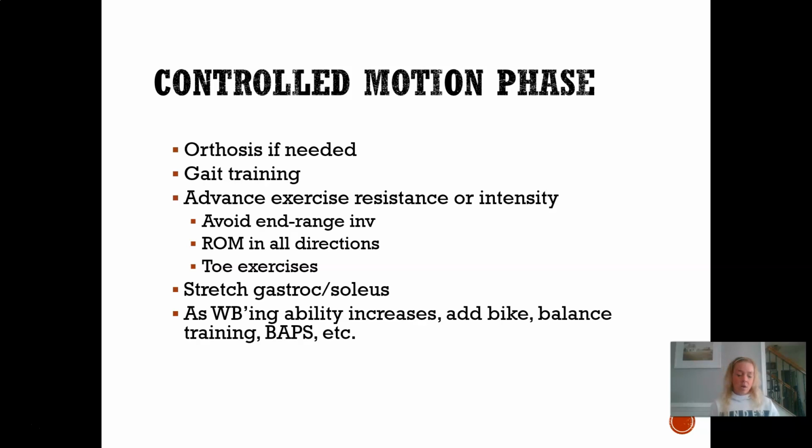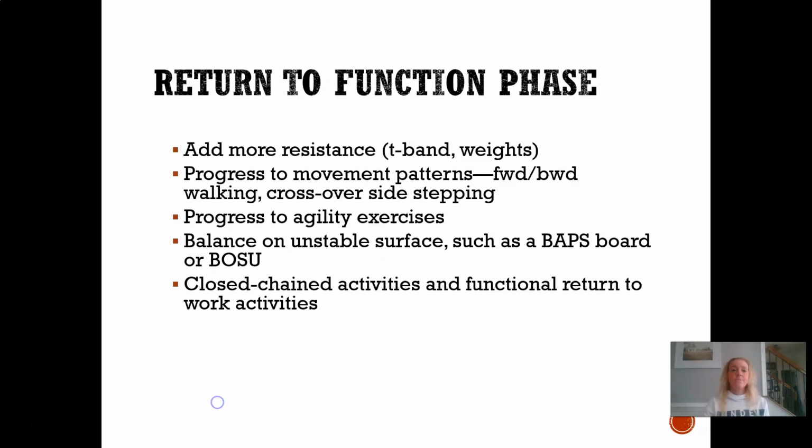So again, as they are more and more able to weight bear more and more weight, add the bike, balance training, BAPS board, progress from open to more closed chain activities because most lower extremity function is happening in the closed chain. And then finally, as we return to function, keep adding more resistance, TheraBand weights, progress to more movement patterns, cross-stepping, side-stepping, forward, backward walking.